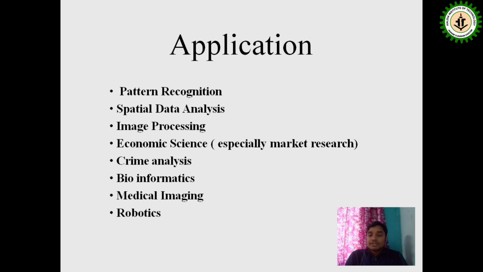And third is image processing. In image processing, the important clustering tasks are image segmentation, object detection, and structure analysis. Next is economic science, which is especially used in market research. Economic science is used in customer segmentation, product recommendation, and market trend analysis.